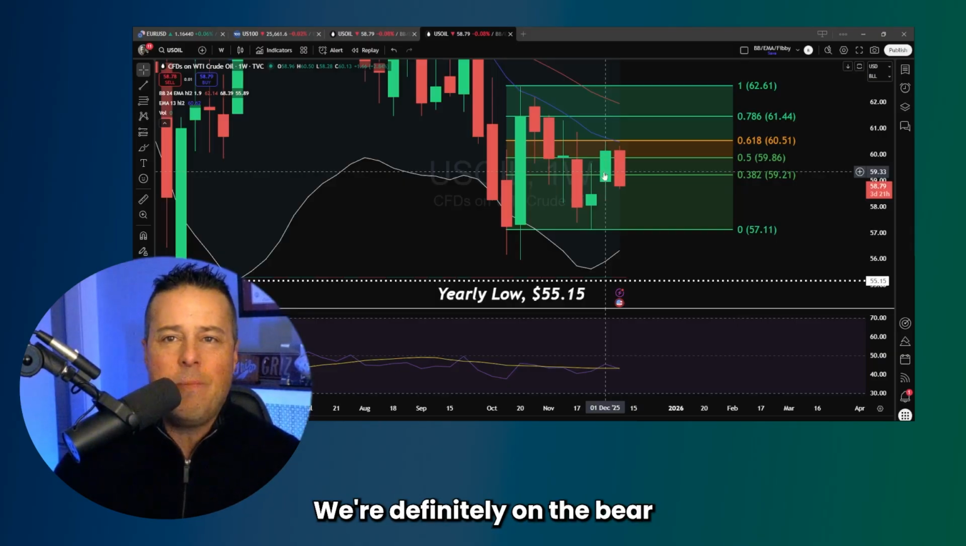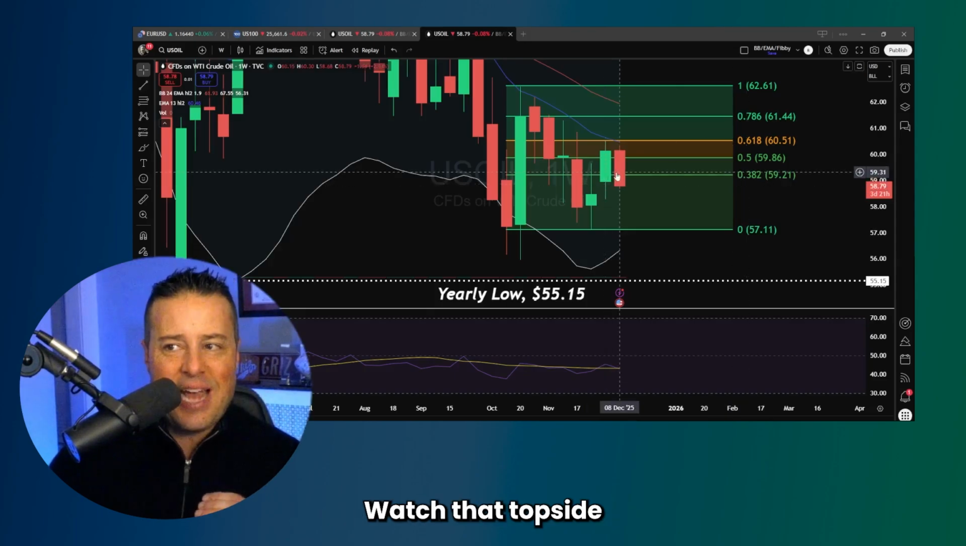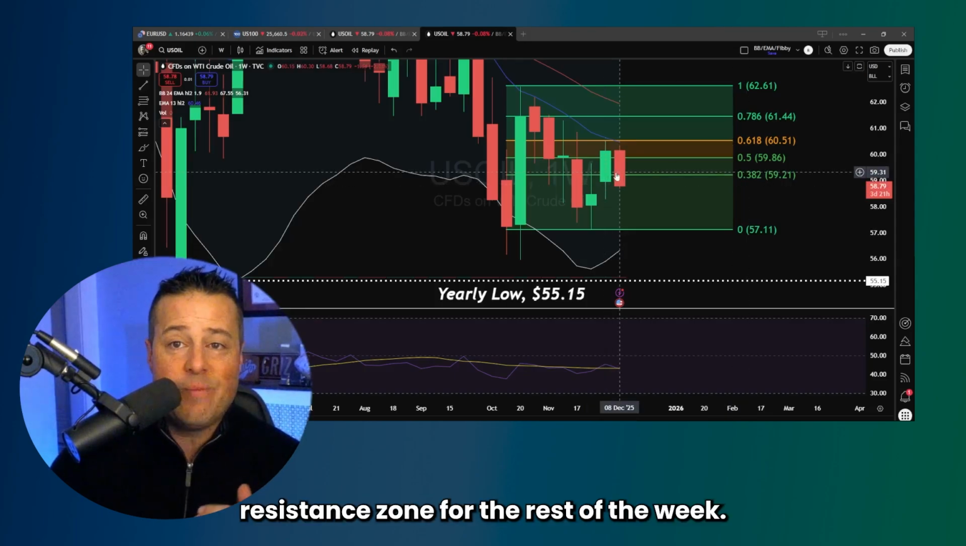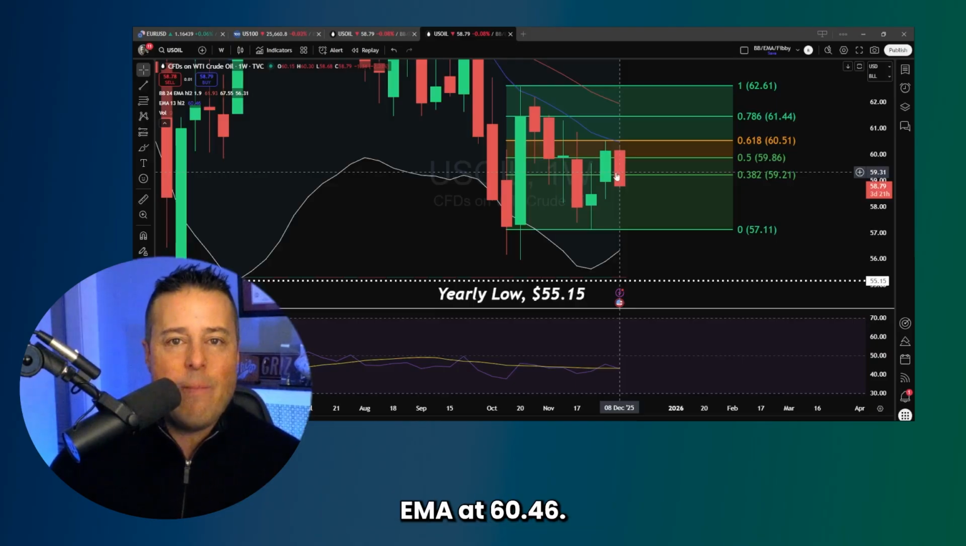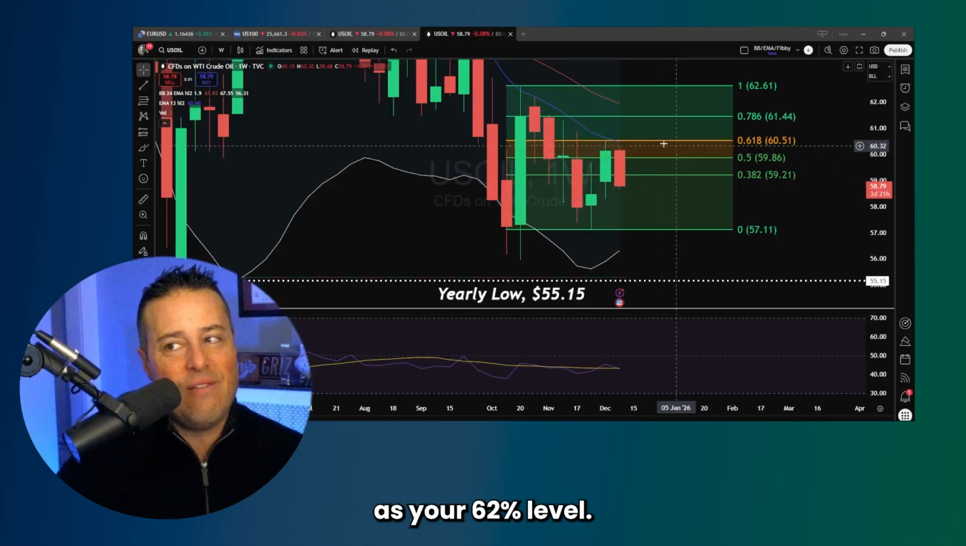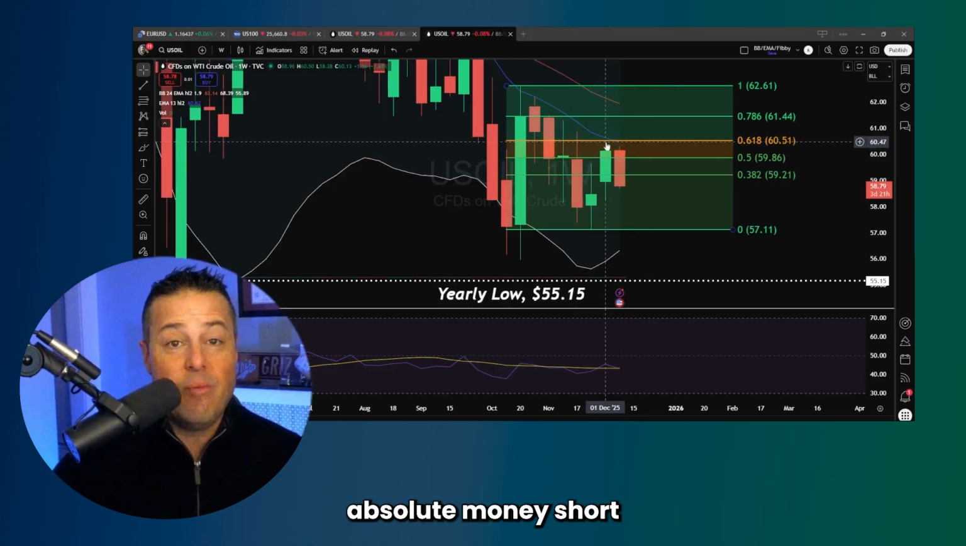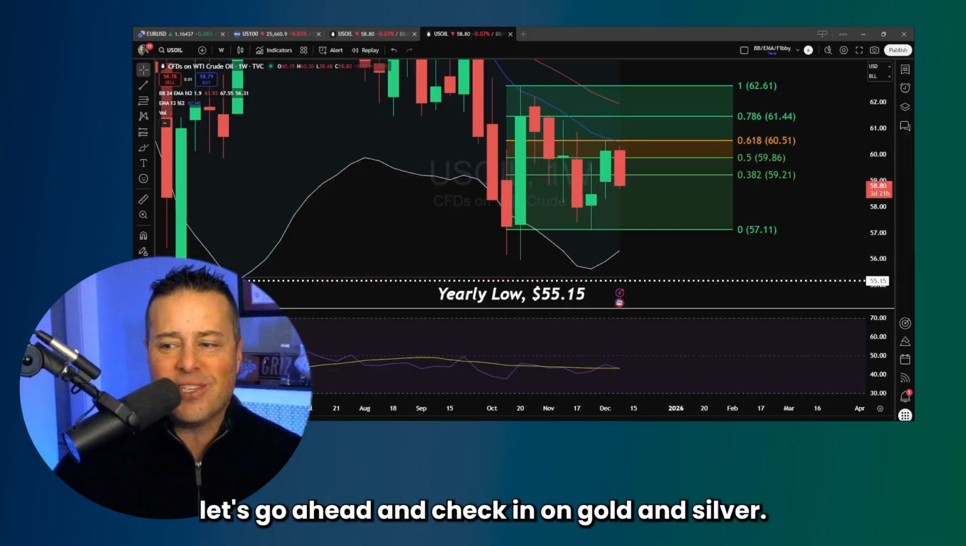We're definitely on the bear to open this week 50 in the WTI Crude Oil market. Watch that topside resistance zone for the rest of the week. You've got a 13-week EMA at 60.46, and then you've got 60.51 as your 62% level back into the golden zone. That is what we call an absolute money short. Beautiful short.